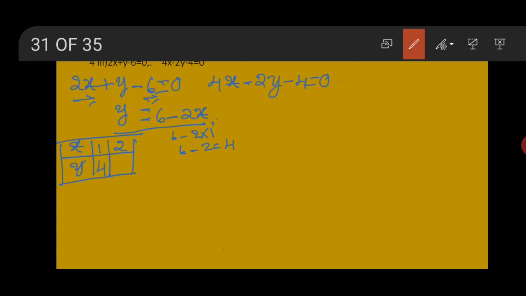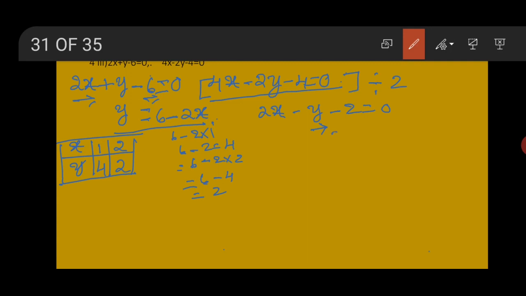Now again substitute the value of x as 2. What happens? y is equal to 6 minus 2 into 2. 2 twos are 4, so that is equal to 2. So the value of y is 2. Similarly, in this other equation, what is the value of y? Since 2 is common, divide the whole equation by 2. We will get 2x minus y minus 2 is equal to 0.